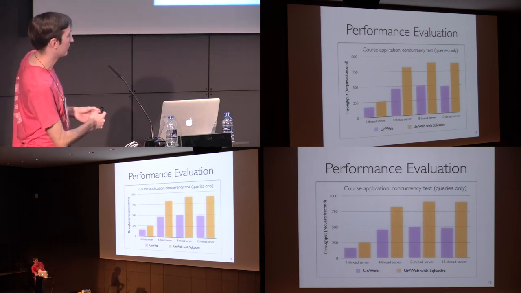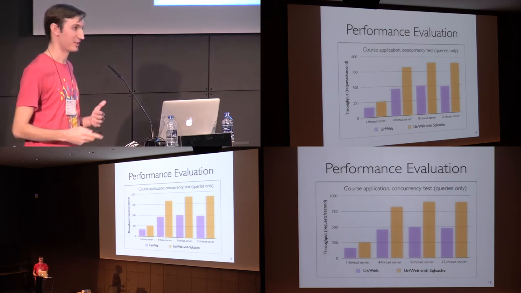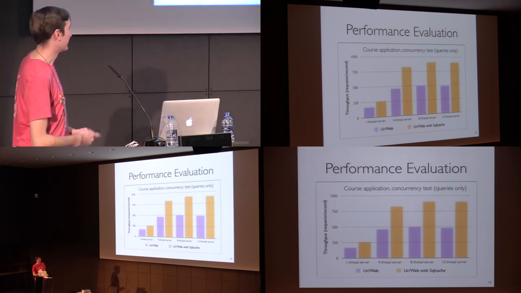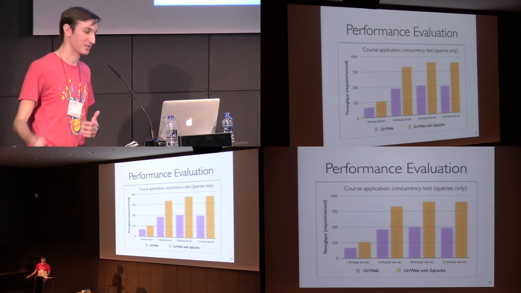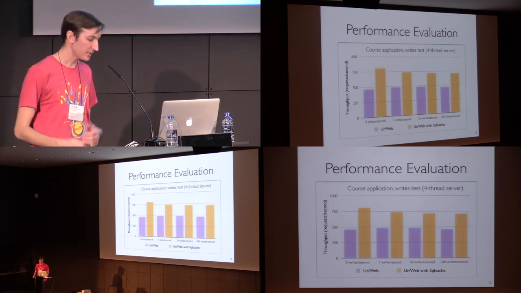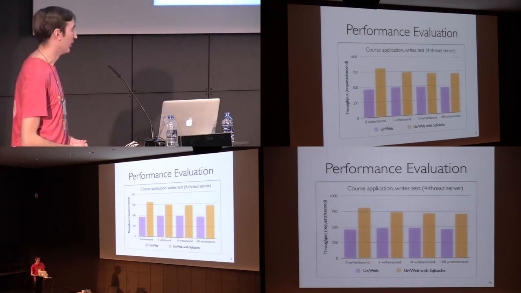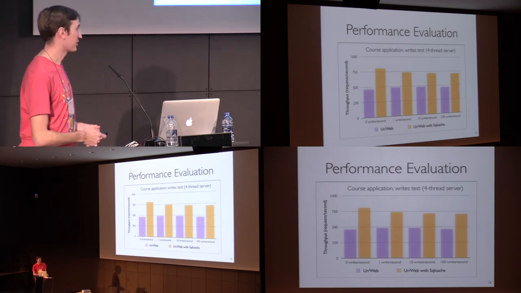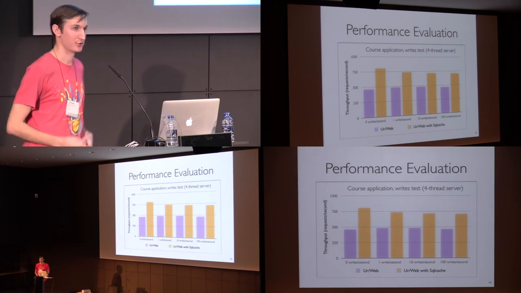This is a graph for one of the applications we benchmarked called Course, which is a course management web application. We tested both the impact of the number of threads on the server. We also tested the impact of making several writes per second. We observed that SQL cache's performance is still pretty good, even in the face of many writes per second. 100 writes per second is a lot for most web applications.